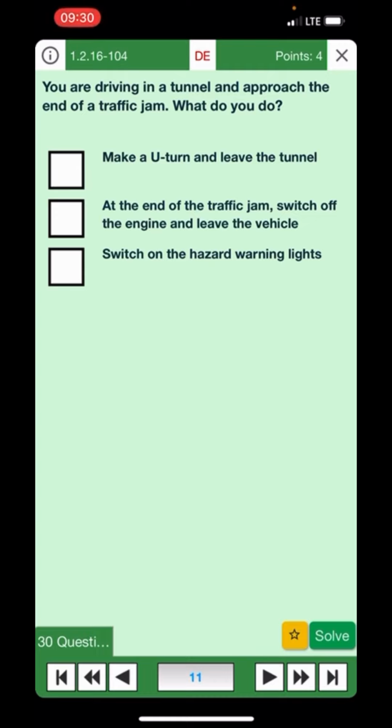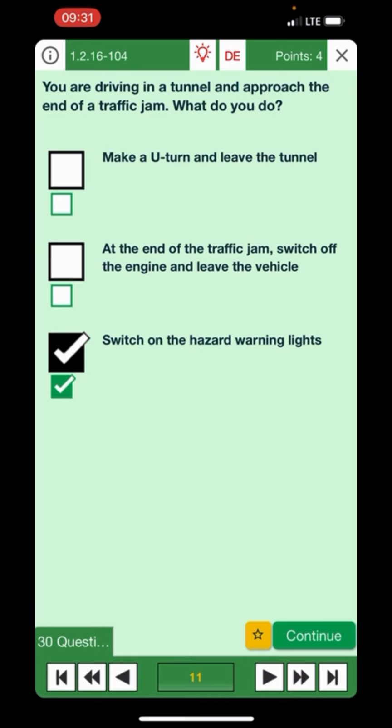You are driving in a tunnel and approach the end of a traffic jam. What do you do? Make a U-turn and leave the tunnel? No. At the end of the traffic jam, switch off the engine and leave the vehicle? No. Switch on the hazard warning lights? Yes. Okay, it's just a traffic jam. You don't have to run from the vehicle. Solve. That's the correct answer.